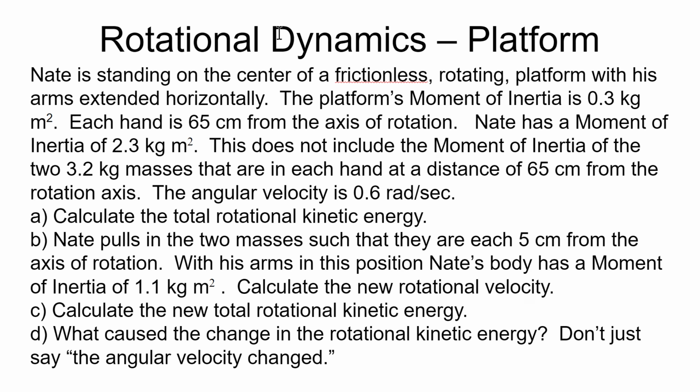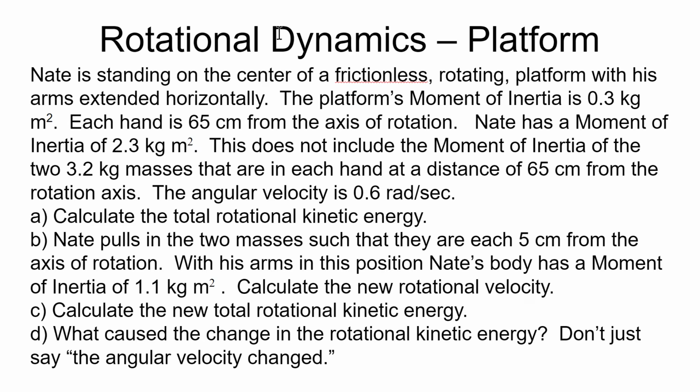Each of Nate's hands is 65 centimeters away from the axis of rotation, and Nate's body has a moment of inertia of 2.3 kilogram meters squared. Separately, the masses in his hands, a 3.2 kilogram mass in each hand, have a moment of inertia. That's not included in the 2.3 kilogram meters squared. These masses are at a distance of 65 centimeters from the rotation axis. And right now, the angular velocity of the platform, of Nate, of the masses, is 0.6 radians per second.